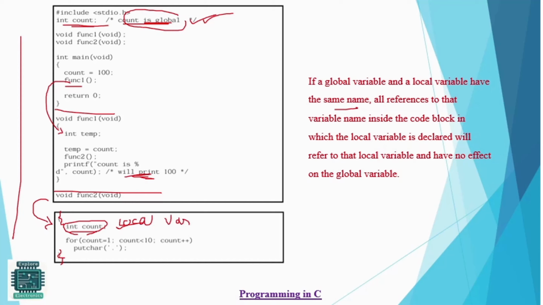Okay, for count is equal to 1, count less than 10, count plus plus. Here it is considered as a local variable and here it is considered as a global variable. That means we can conclude this: if both the names are the same inside the block, the local variable declared will refer to that local variable and have no effect on the global variable. It does not mean the local variable does not affect the value of the global variable. Is that fine? Is that okay?